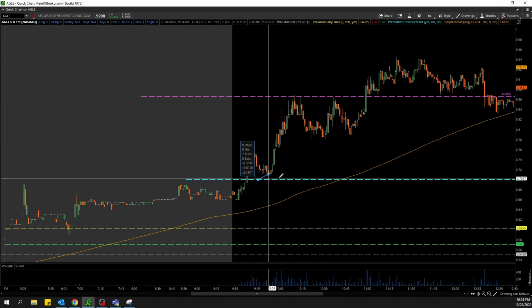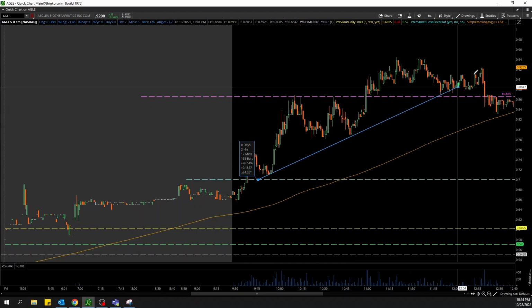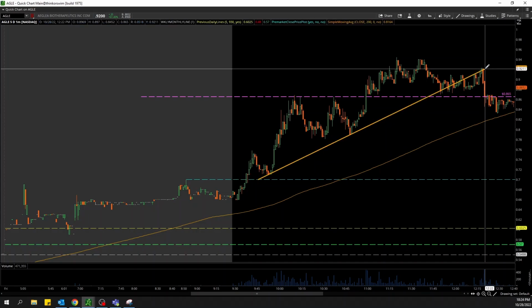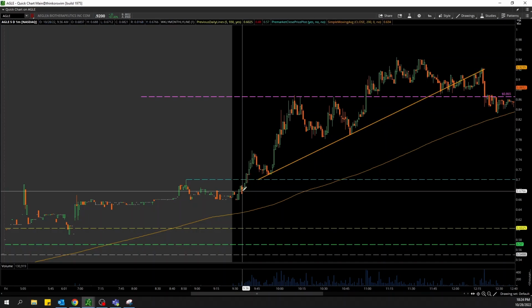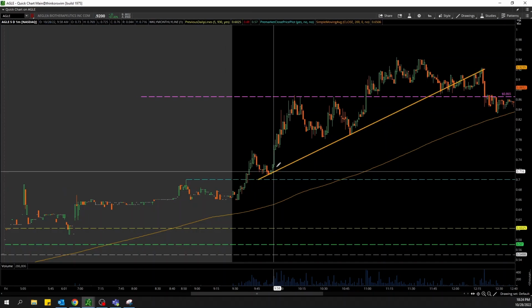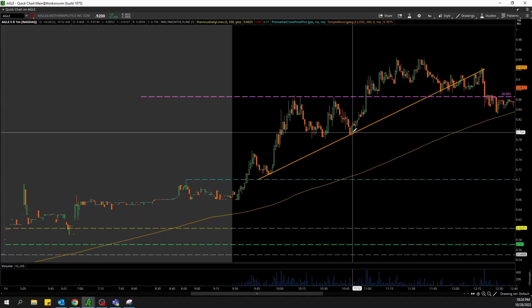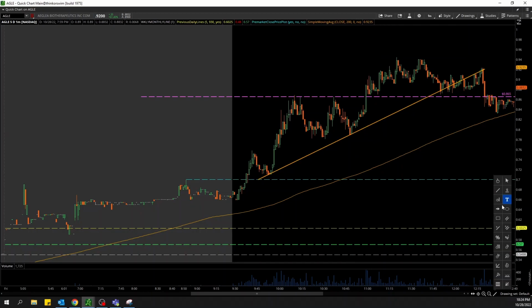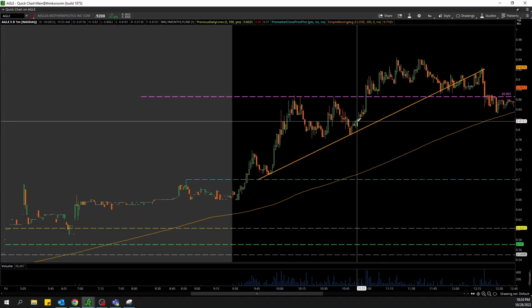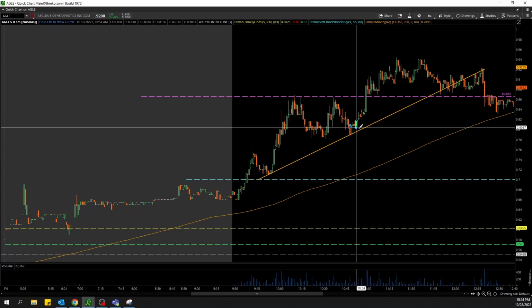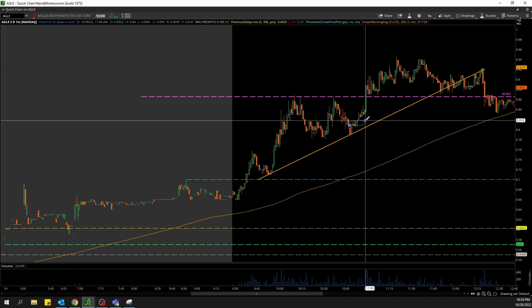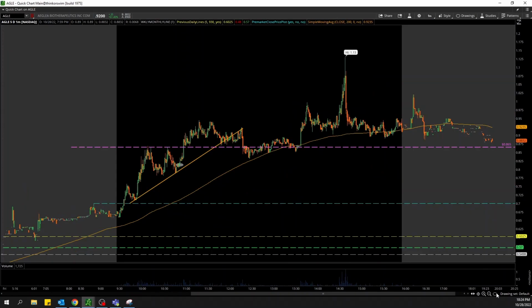Now if you draw your line properly, you would have seen the test. So right there, it came back, test, pulled up, missed the test, pulled back. You have to wait for it to pull back. Once it pulled back, that's where you get your entry. The entry would have been about right here, somewhere in this area. So let's do this.